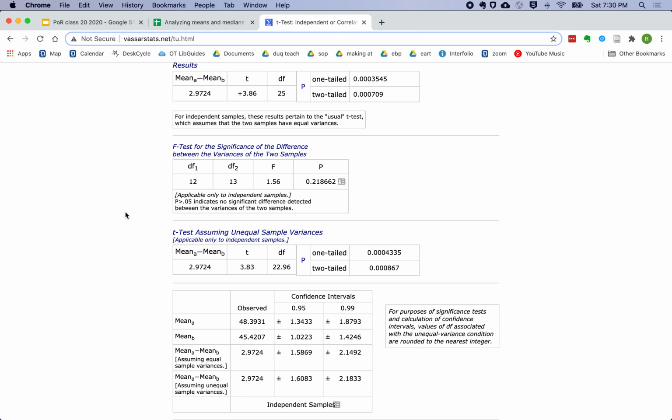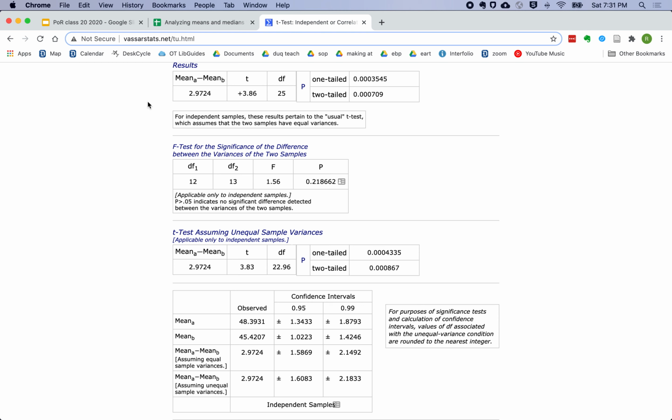Clinical significance is a different matter. Clinical significance is determined by, well, is a 3-second difference on the timed up and go test worth doing the new intervention for? So maybe this new intervention costs a lot more money and takes a lot more time and requires a lot more resources. So 3 seconds difference really isn't enough. In that case, this isn't a clinically significant result.